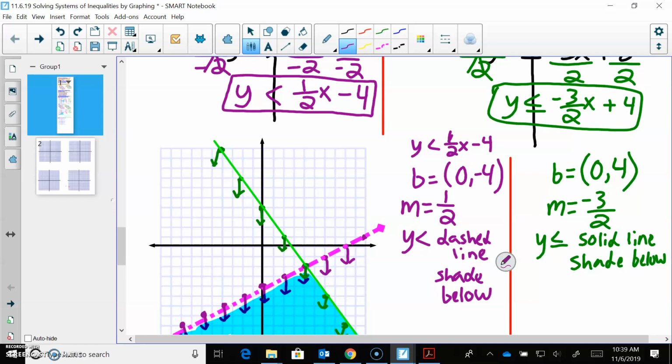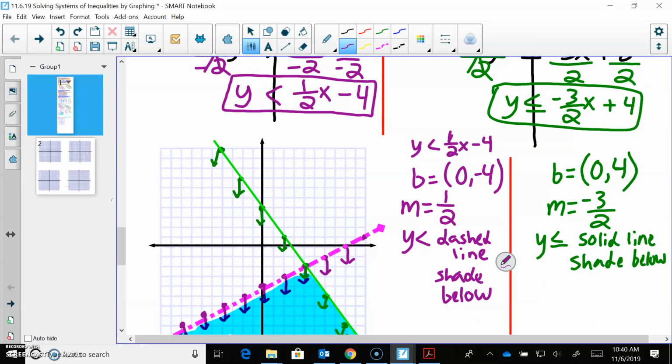So as you can tell, after I graphed, we started at 0, negative 4, and put a dot, and then I went up 1 and to the right 2 and put my next dot and did that all the way across. So that's why that purple dashed line looks like that when I graphed it. Okay? And because it is shaded below each one of those dots that I graphed, I now have an arrow pointing down telling me which way I need to shade.